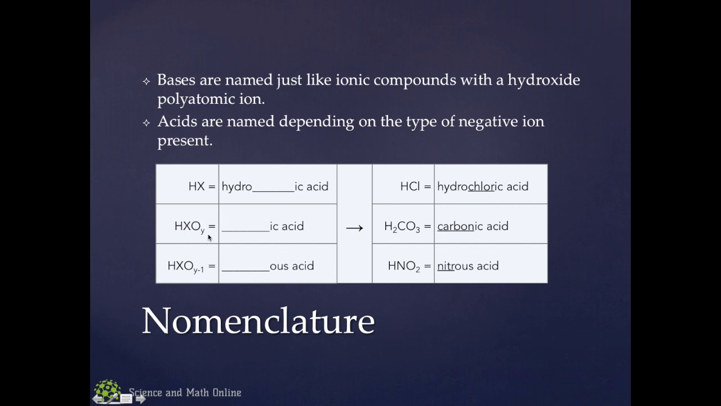If it's an ate, then it's ic. So sulfate would be sulfuric acid, or carbonate is carbonic acid. If it's an ite, has one less oxygen than normal, then it's an ous acid, like nitrous acid. The most common acids are going to be these two. Like hydrochloric, hydrobromic, hydrofluoric acid. Then we've got sulfuric, carbonic, phosphoric, nitric. Those are more common acids, just because ates are more common.